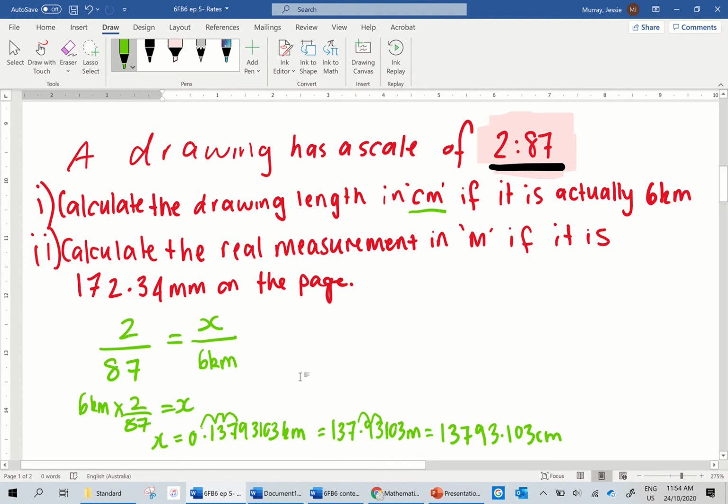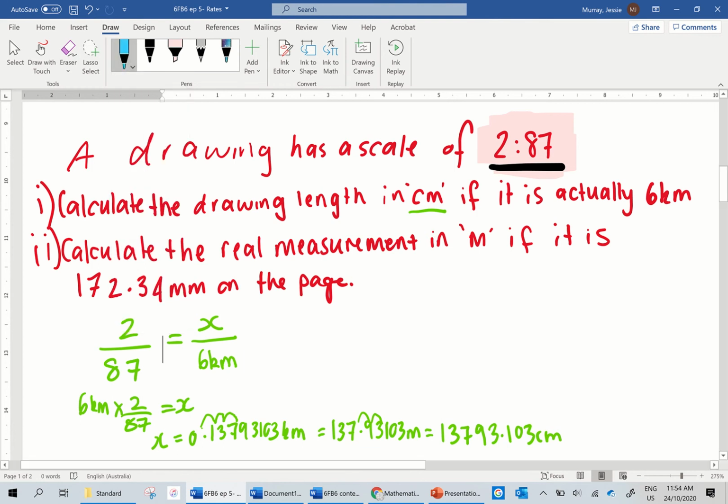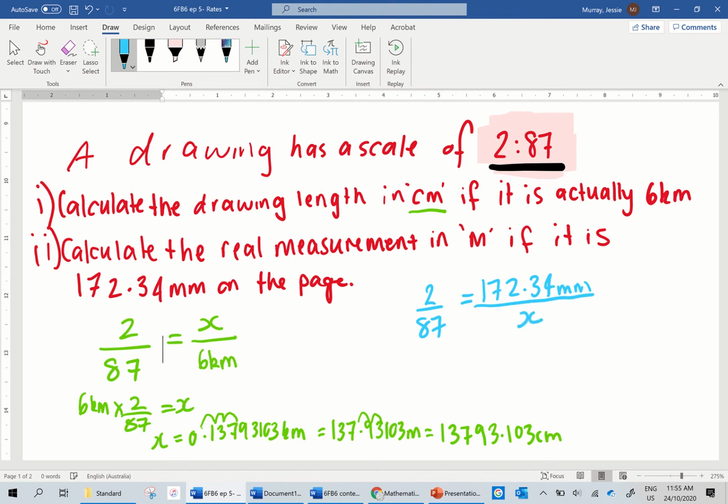All right. Part 2 now does the exact same thing, but the other way around. Fill it into your formula. Always go back to that formula. Calculate the real measurement. So I know my scale is still this. This time, it gives me that it's 172.34 millimeters on the page, and I need to find what it is in real life.